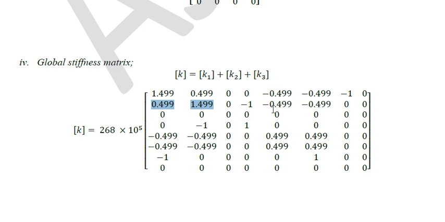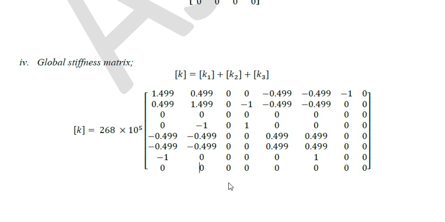One, two, three, four. This is 1, 2, 5, 6. And this is 1, 2, 7, 8.